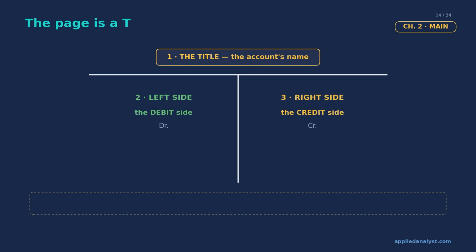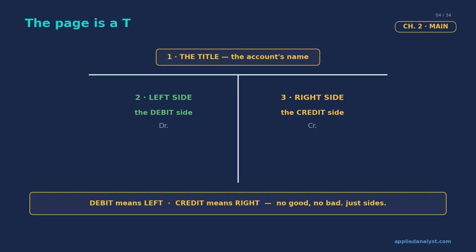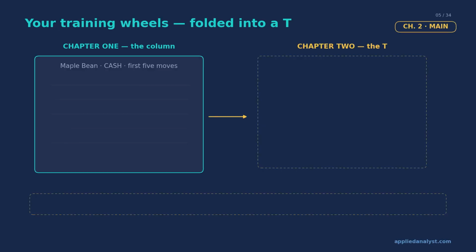And now forget everything scary you've ever heard about those words. Debit means left, credit means right. That's it. DR and CR for short. No good, no bad, no gain, no loss. Just left and right. Does the left side of this slide feel familiar? It should. It's your own work.